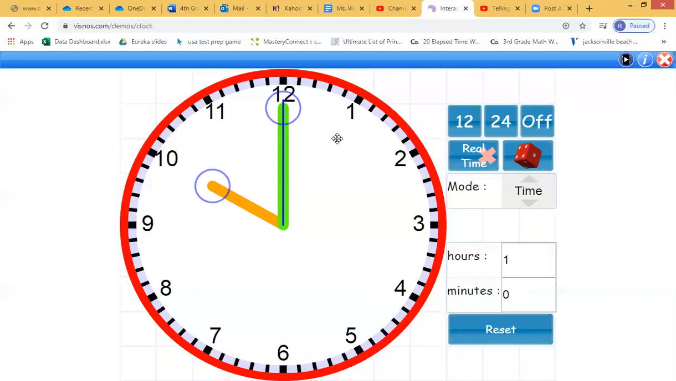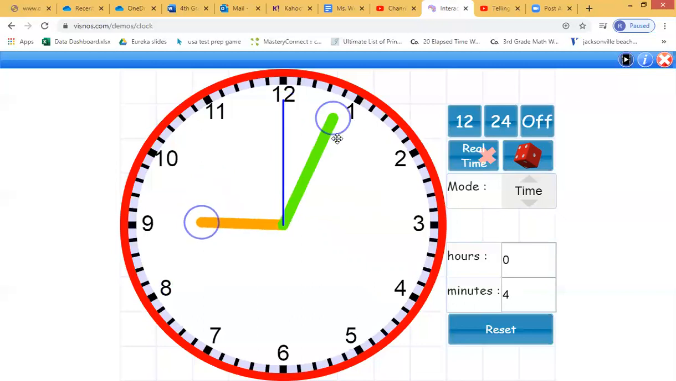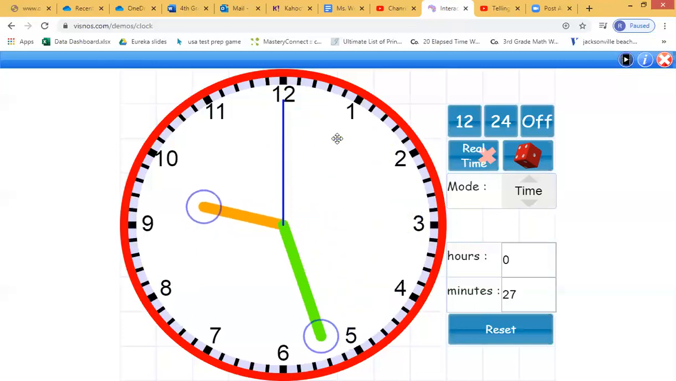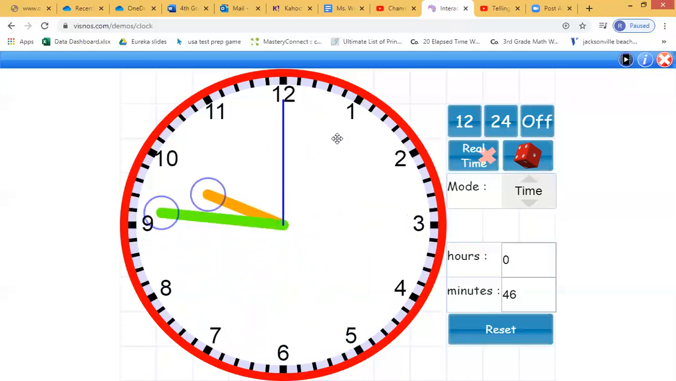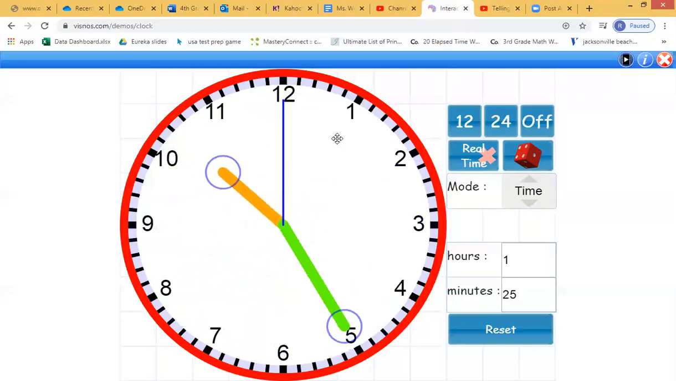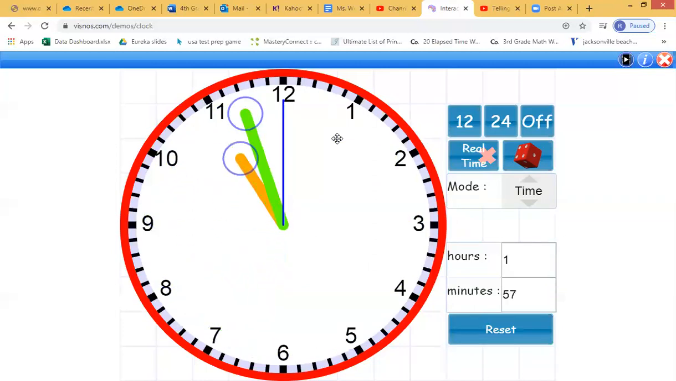Now, notice that when we started out, our orange hand was on the 9. As it traveled all the way around, notice what happens to the orange hand. It goes to the next hour. So now we're at 10 o'clock. It takes 60 whole minutes to go to the next hour. And notice how when we get there, the hour hand is pointing to the next hour.